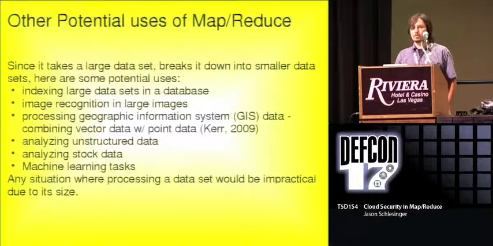Some other potential uses of MapReduce, and perhaps more realistic, are indexing large data sets, image recognition, also processing geographic information systems data, such as combining vector data with point data. It's good for analyzing unstructured data, or even stock data, or even using it for machine learning tasks. Pretty much any situation where the data is just incredibly cumbersome.